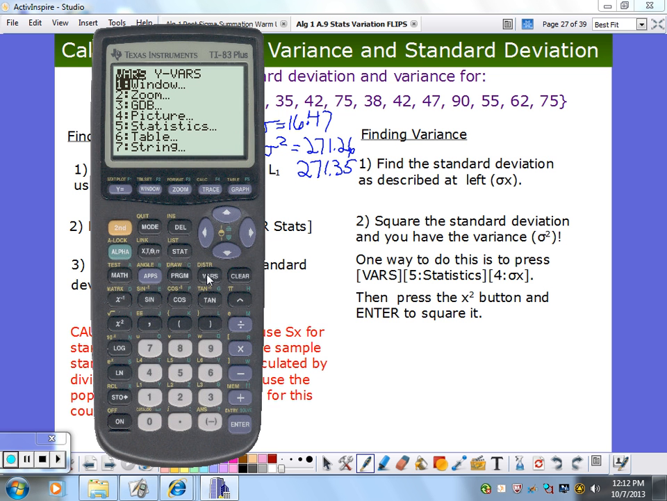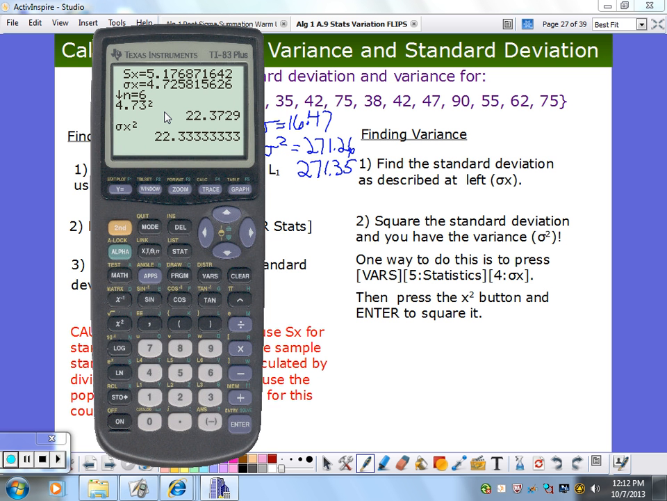Yeah, finding variance. It tells you kind of the, yeah, what do you press? Bars. You just look at the list of statistics, right? That's what we're doing. Number 5. Bars. It's to the left of the clear button. All right, now I want my standard deviation because I'm going to square it. That's number 4. There it is. Go ahead and square it. And see, they're very close.